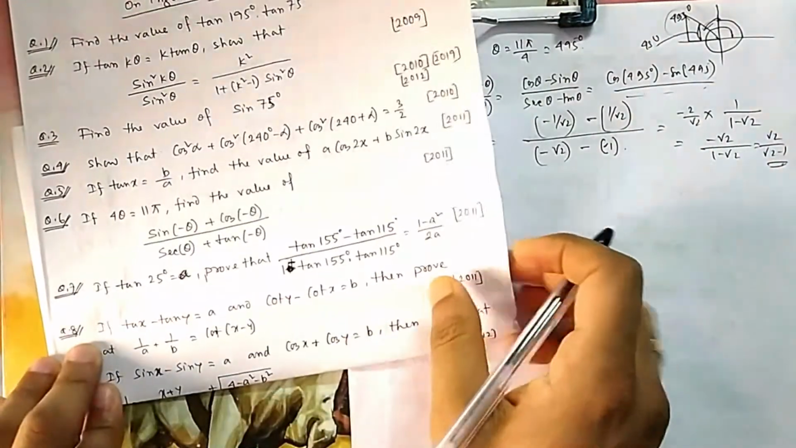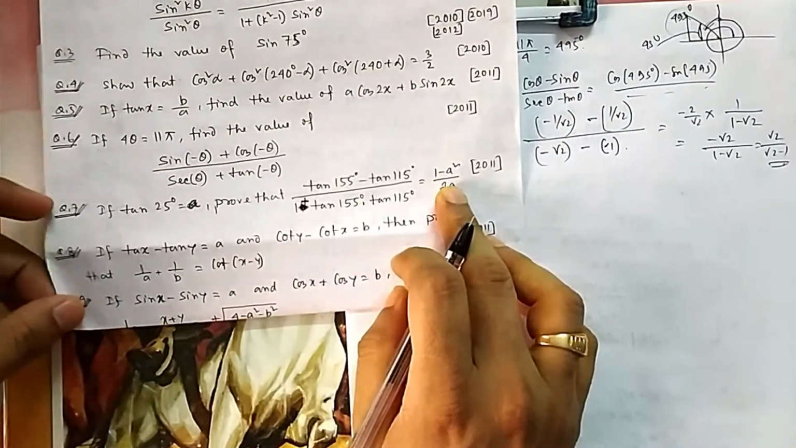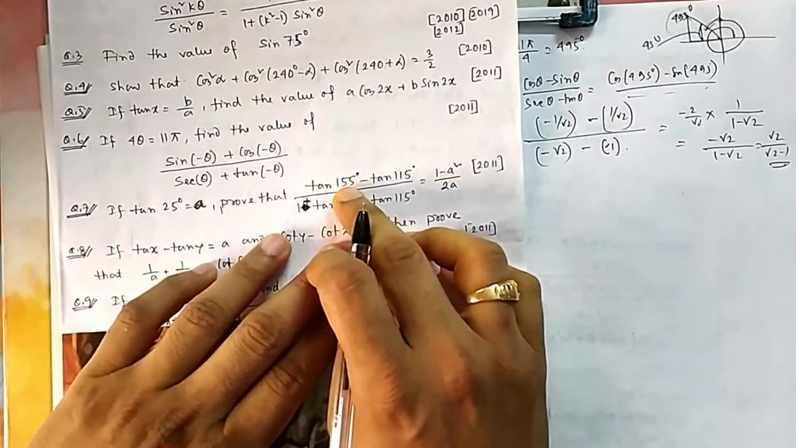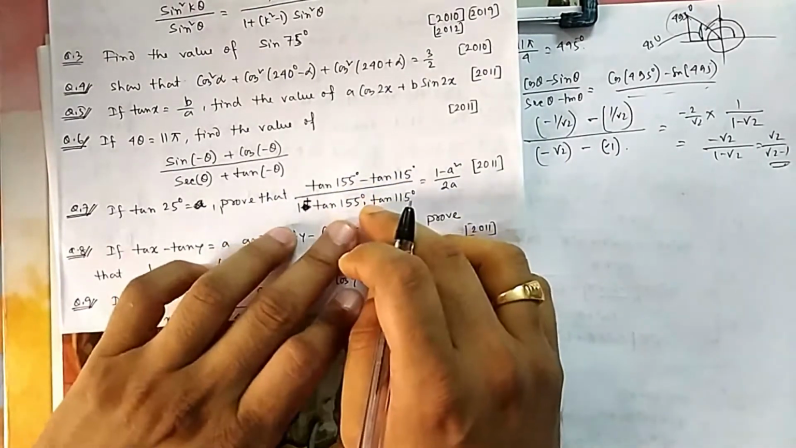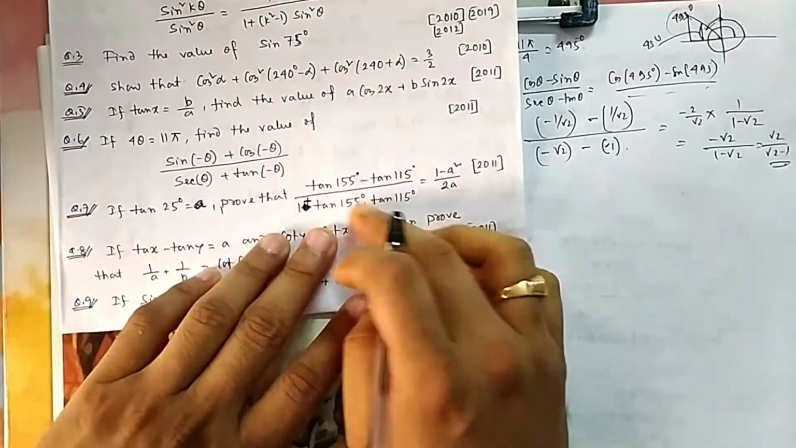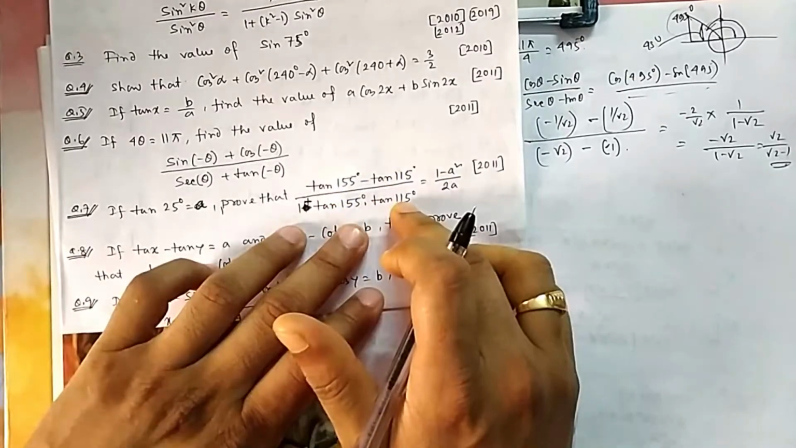If tan 25 is, I think it was given alpha, but it should be a. You can see it is a. Then prove this. So if you see tan 155 here, by seeing this you can have a temptation for going for tan(A minus B), because it is a classic formula: tan A minus tan B by 1 plus tan A tan B.